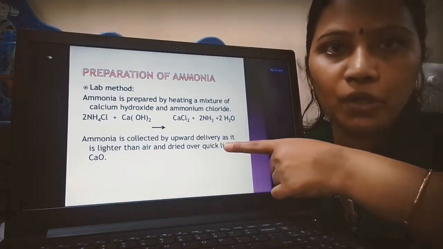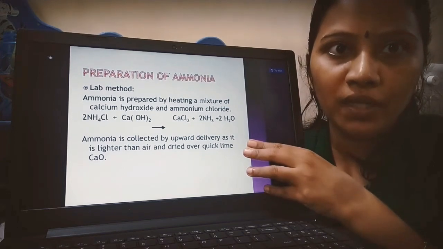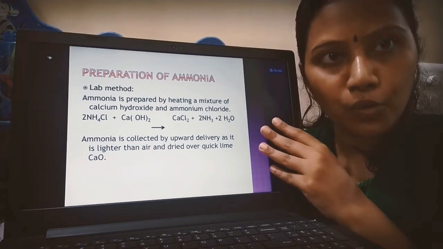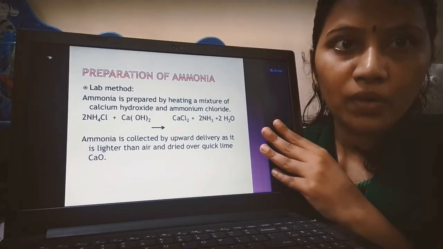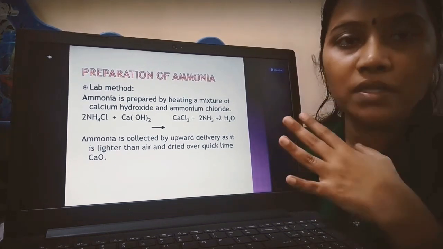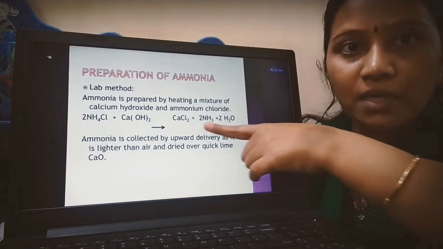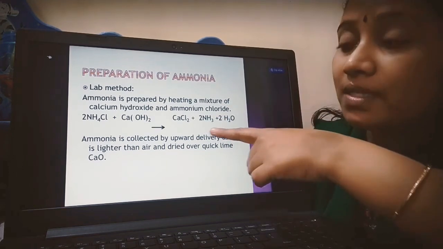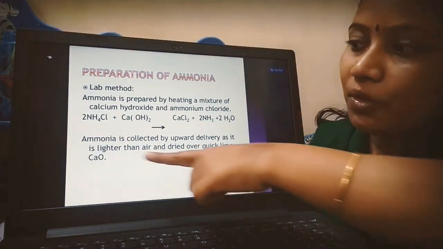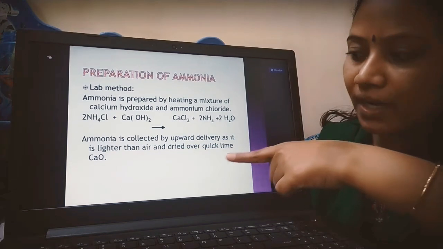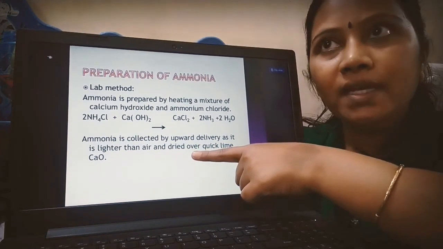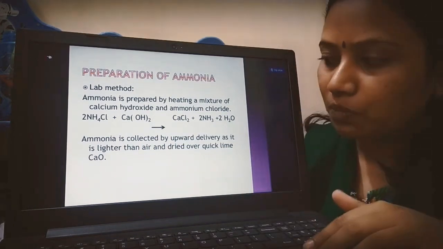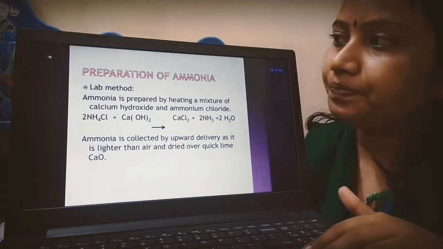Okay, my intention is to produce ammonia because we are seeing the preparation of ammonia. So ammonium chloride is the same starter for the preparation of ammonia too. So I have taken ammonium chloride and I have taken calcium hydroxide. So what is removed? Calcium chloride is removed and ammonia is produced as the end product. Now this ammonia produced can be collected upward because it is lighter than air. Since it is lighter than air, you can dry it over calcium oxide, which is nothing but your quicklime.